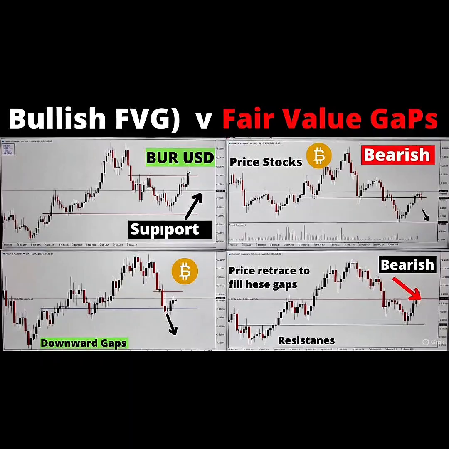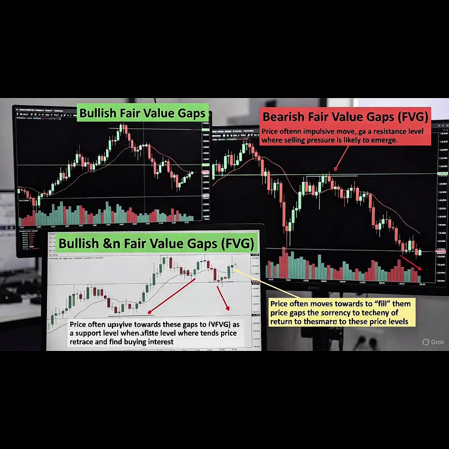A bullish FVG forms on an upward impulsive move. The gap is below the current price. Price often retraces down to fill it, acting as support before continuing up. A bearish FVG forms on a downward impulsive move. The gap is above the current price. Price often retraces up to fill it, acting as resistance before continuing down. FVGs are also called imbalances, inefficiencies, or voids.